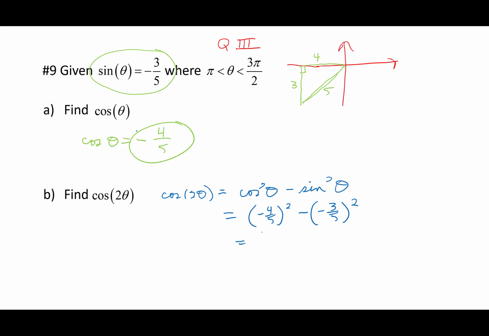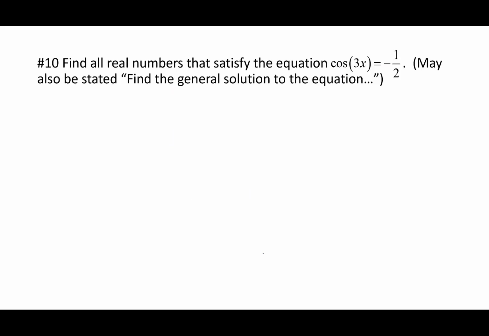We end up with 16 over 25 minus 9 over 25, and that would give us 7 over 25. Alrighty, so we got it. 7 over 25 gives us the cosine of 2 theta.